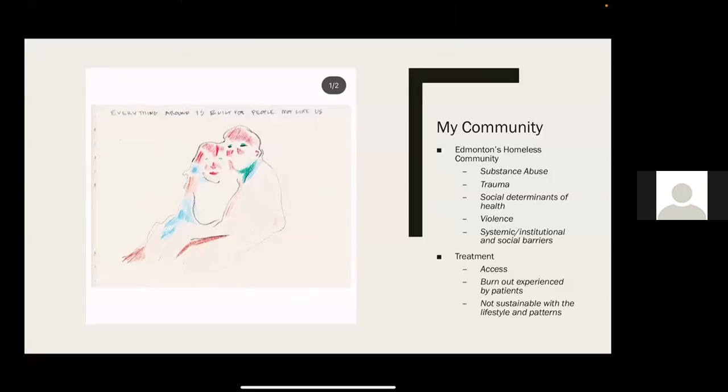It is also really interesting to think about, because if you're homeless and you're constantly in this environment filled with trauma and violence, while you're trying to complete your treatment and achieve whatever recovery goals that person may have, it's not actually quite sustainable with the lifestyle and the environment and the patterns that you experience. So this little picture just says, everything around is built for people not like us. So that just shows a firsthand account of the frustrations that our community members face.